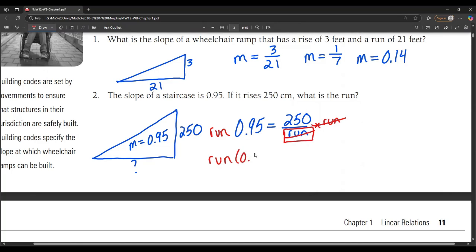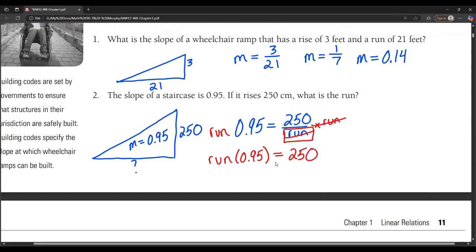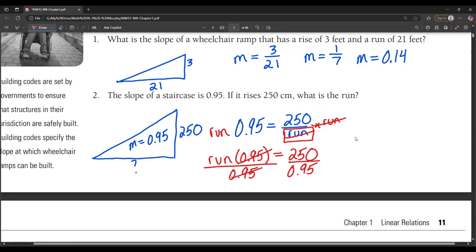And just remember, if you just put a number in brackets like that, that's a better way to show multiplication instead of using the multiply symbol, the X, because the X can get confusing when we end up with variables. Okay, from here, if this is run times 0.95, we need to do the opposite and divide 0.95 on both sides. And we'll cross it out like that. And run will equal 250 divided by 0.95. Just punch that in the calculator.